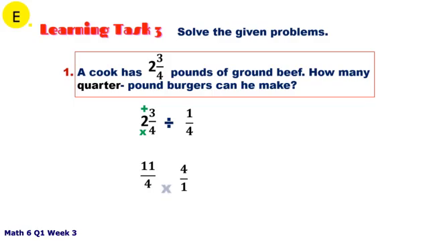Then, change division sign to multiplication sign. Then, cancel 4 by dividing their common factor 4. 4 divided by 4 equals 1. 4 divided by 4 equals 1. 11 times 1 equals 11. 1 times 1 equals 1. 11 over 1 or 11.